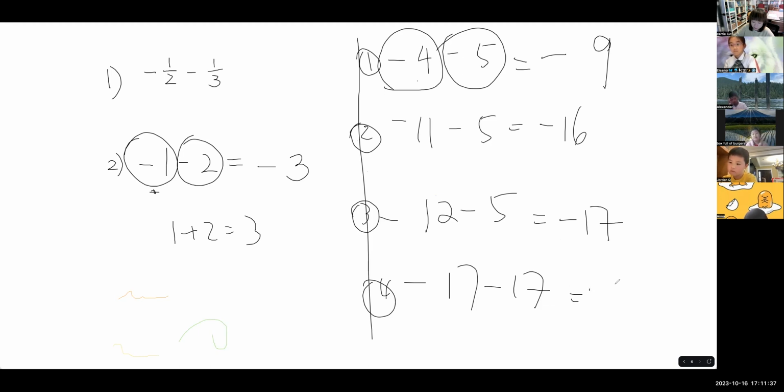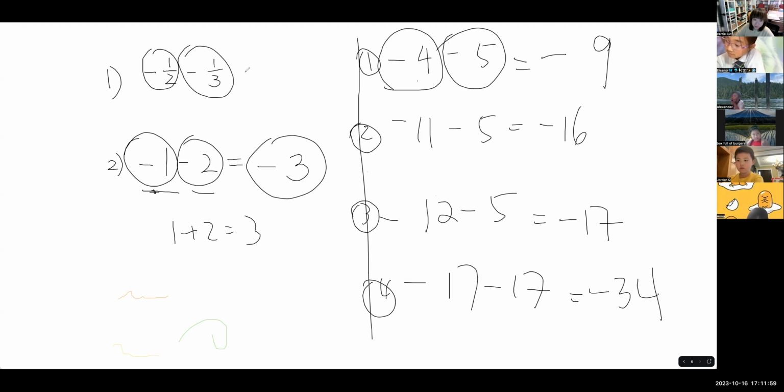-34. -34. Okay, so everybody, -1 minus 2 equals what? You can all do these: -1 minus 2 equals -3, right? Okay, then what about -1/2 minus 1/3? It's still the same, the negative is still there, so 1 over 2 plus 1 over 3. Everybody, please do it yourself. -1 over 6? No, that's not right. 1/2 plus 1/3 equals 5 over 6.